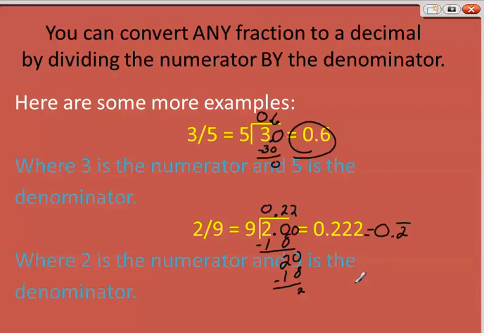because this is what's called a repeating decimal. Alright, so then let's look at another example. We'll look at one more.